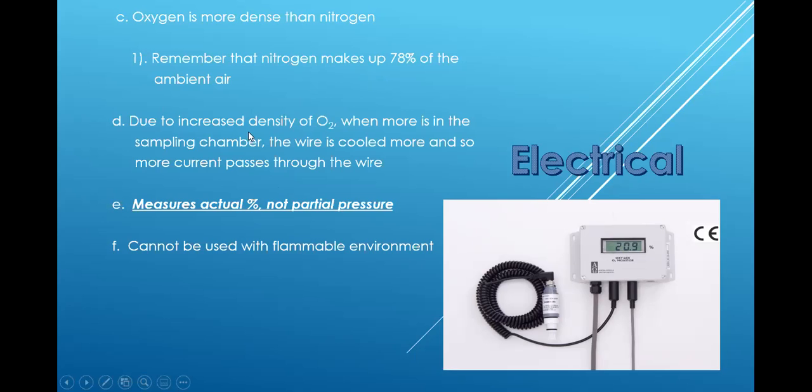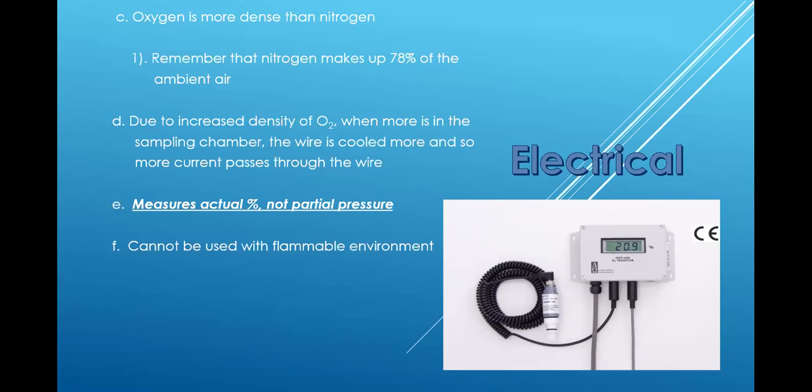But due to the increased density of oxygen, when more is in the sampling chamber, the wire is cooled more, and so more current passes through the wire. So that's how it's distinguishing between nitrogen and oxygen, because oxygen is more dense and it can create more heat. And when there's more heat created, something's gonna make it cool. And so that's when it says, oh, that's oxygen, and that must be nitrogen inside of the analyzer, okay?